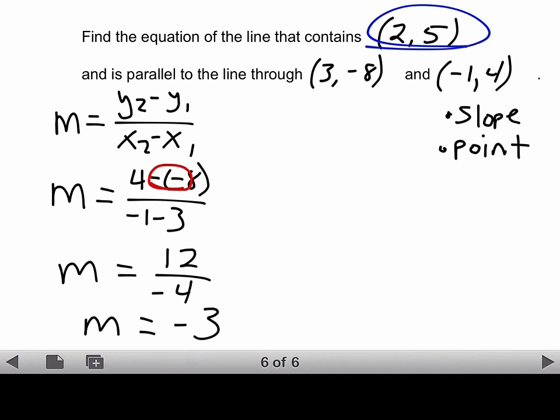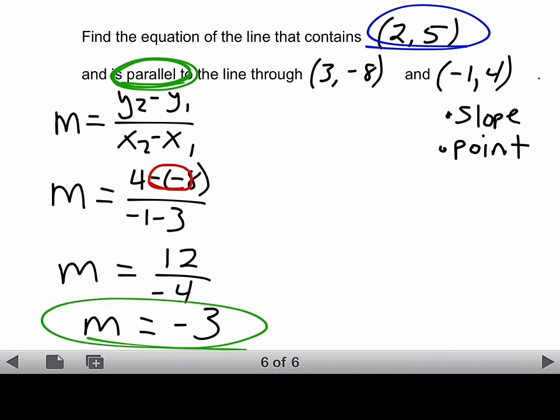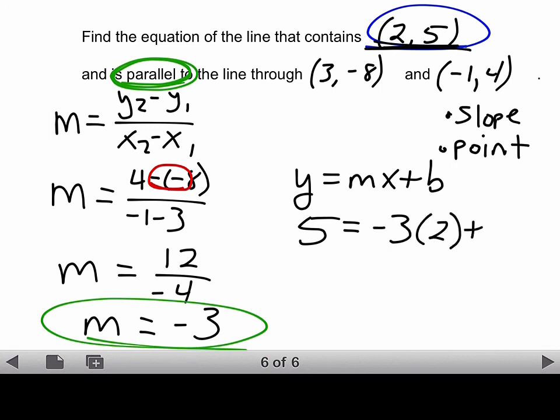Now in this case, we're asked for the line parallel to the line through the two given points. Parallel lines have the same slope. So we're going to use this m equals -3, and I'll use slope-intercept form. y equals mx plus b. Fleshing this out using (2, 5), we have 5 is equal to the given slope, -3, times 2 plus b. So 5 is equal to -6 plus b, or b is equal to 11.